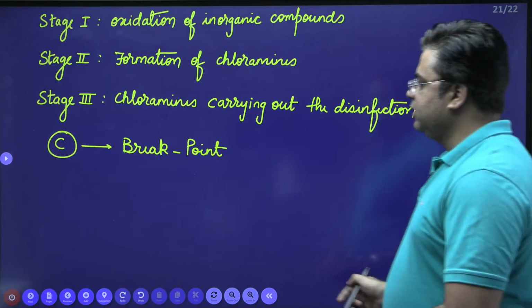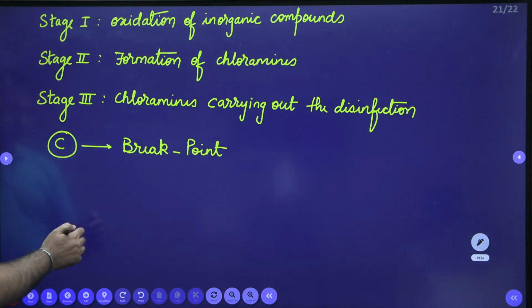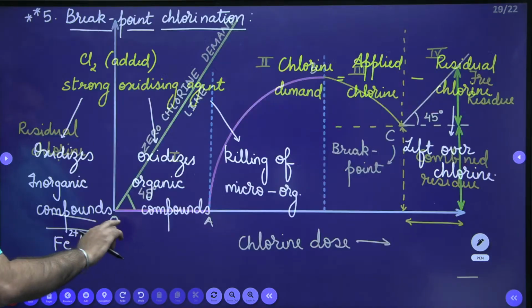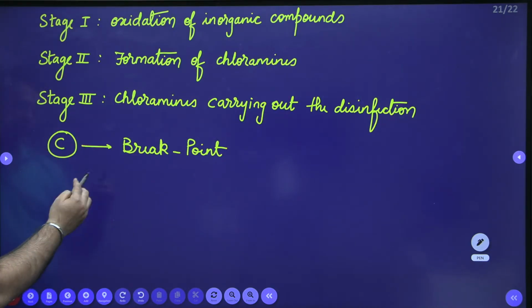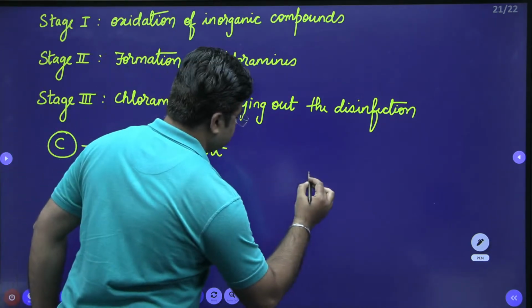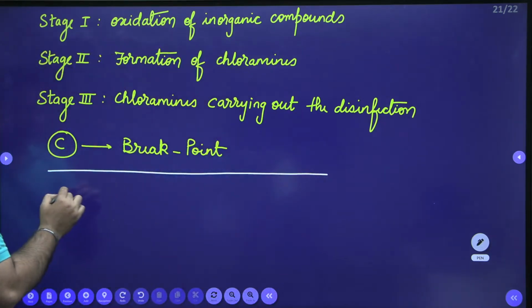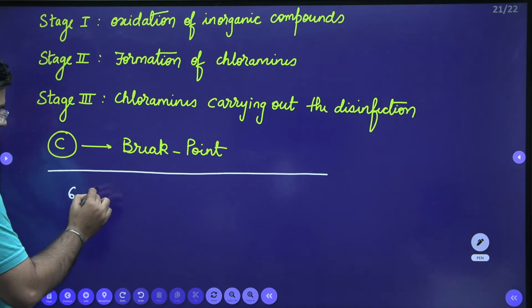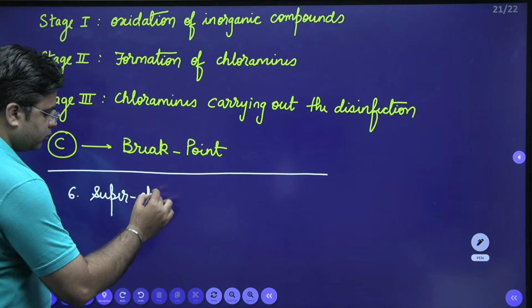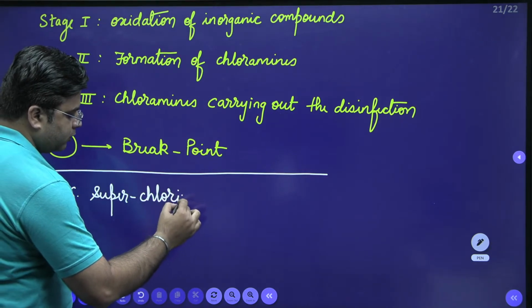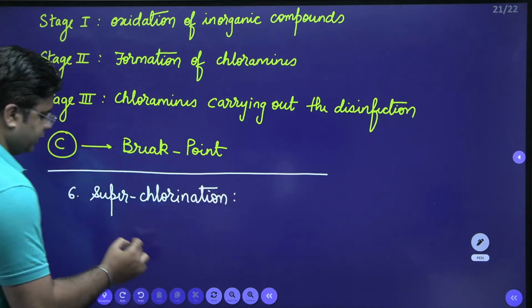Now, the sixth type or the last type of chlorination is superchlorination.